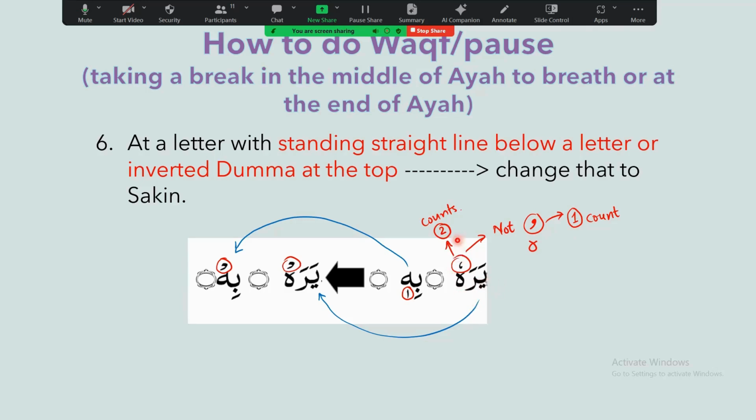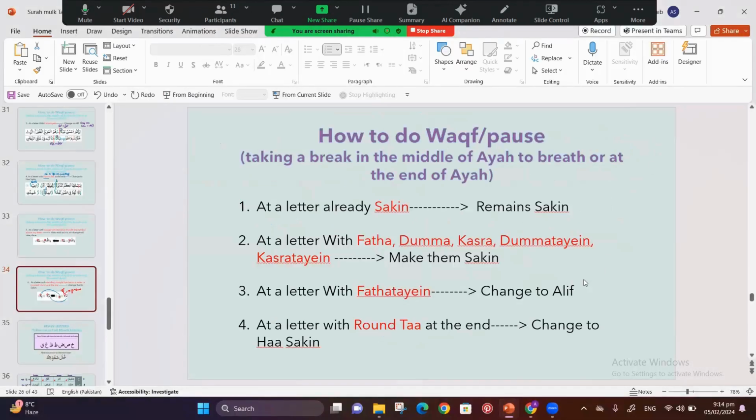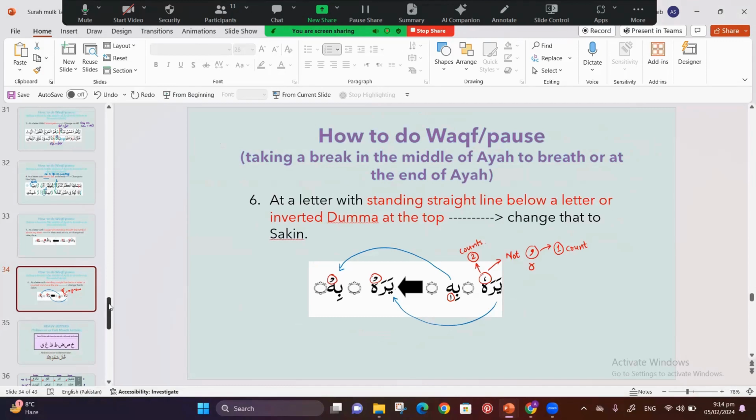So if we take a break at any such word, we change that into ha sakin as well. When we say yarahu, yarah. At the end, we change this inverted dhamma to ha sakina. And it is the same as the case with the standing straight line below any letter. For example, bihi. So we say bih. Okay, so that was just an overview of the rules related to waqf, summarized in 6 points. I hope that inshallah you will get to remember these with practice.